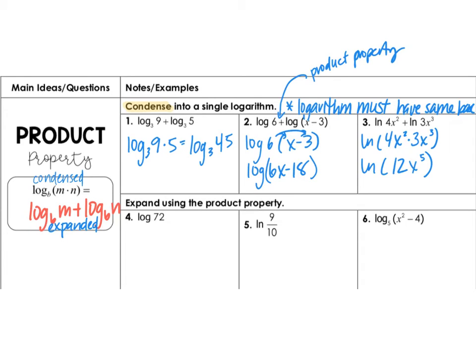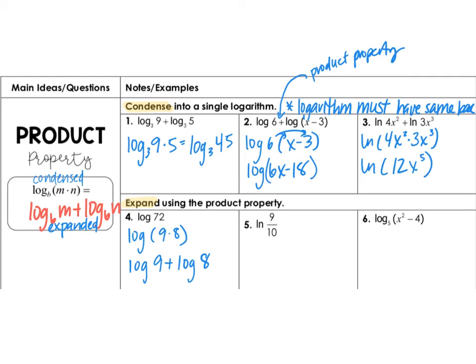So for number 4, 5, and 6, we are asked to expand using the product property. And what we have to do here is realize that 72 is actually a product of two numbers. And for this type of problem, you can choose the two numbers that you want to use. The first thing that comes to my mind is 9 times 8. So I can write this as log of 9 times 8, and I am expanding, so this is actually log 9 plus log 8. And notice that the bases are the same.